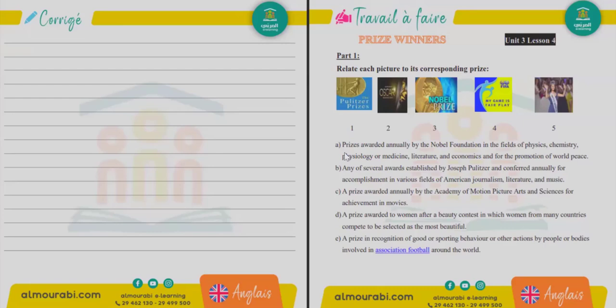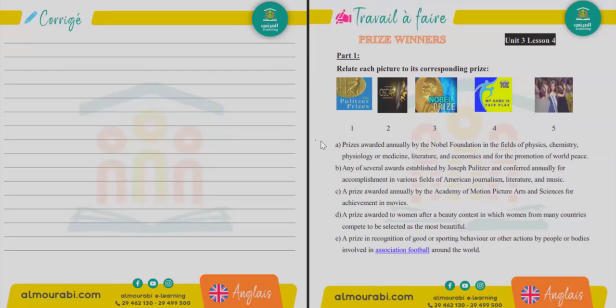Prizes awarded annually by the Nobel Foundation in the field of physics, chemistry, physiology or medicine, literature, and economics, and for the promotion of world peace. So which picture is this? Okay, the third one, which is the Nobel Prize.